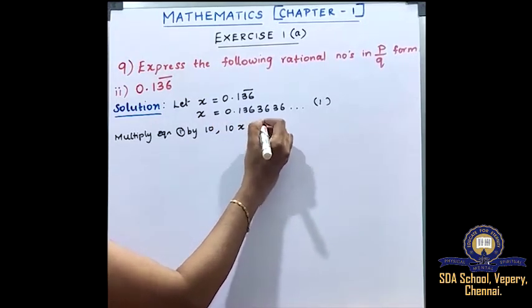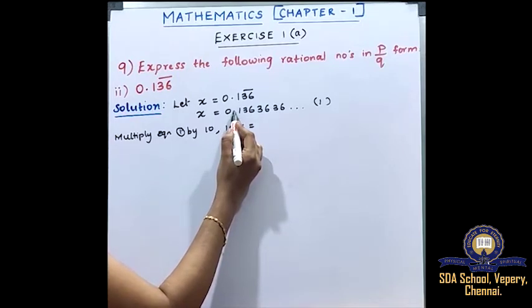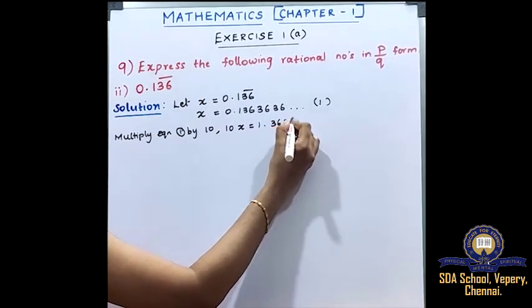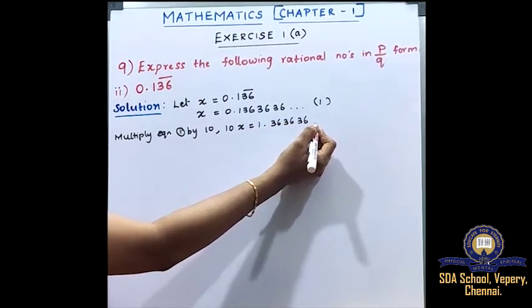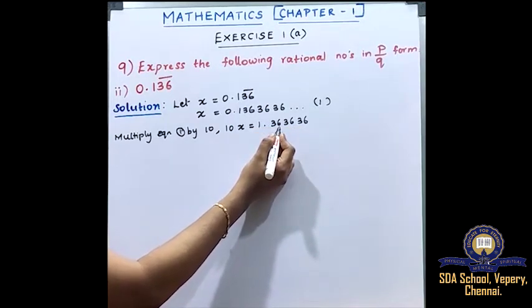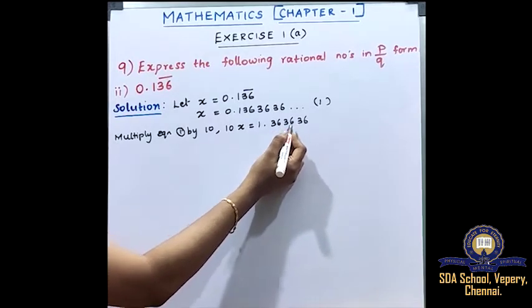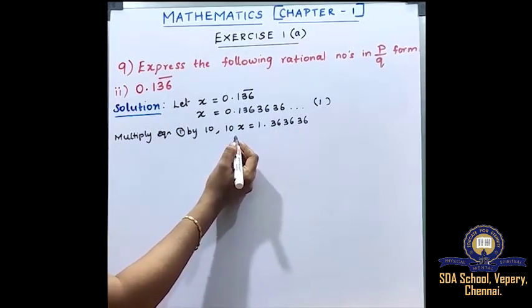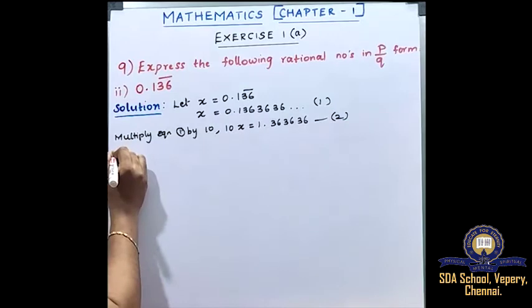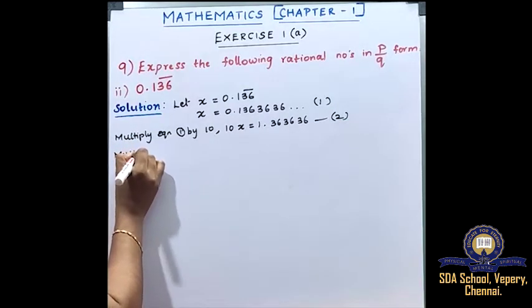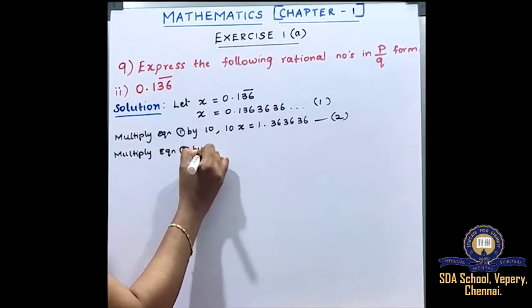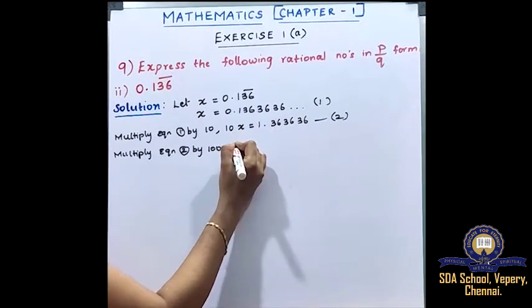10x equals, so when you multiply it by 10, the decimal point shifts by one digit, right? So we will get 1.363636. So now if you observe this equation, after the decimal point there are two digits which are repeated, right? So if you multiply the equation by 10 power 2, which is 100. So multiply equation 2 by 100.